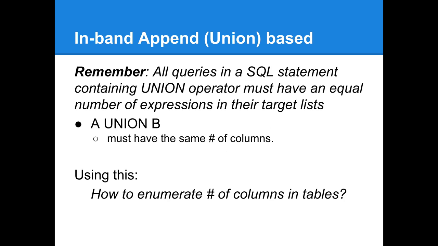So next, exploiting in-band append-based SQL injection vectors, otherwise called union-based SQL injection vectors. You must remember that all queries in a SQL statement that contain a union operator must have an equal number of columns on the left side as well as the right side. In formal speak, it must be an equal number of expressions in their target lists. So for A union B, both A and B must have the same number of columns. Using this, the very first thing we want to explore is how to enumerate the number of columns in a table.